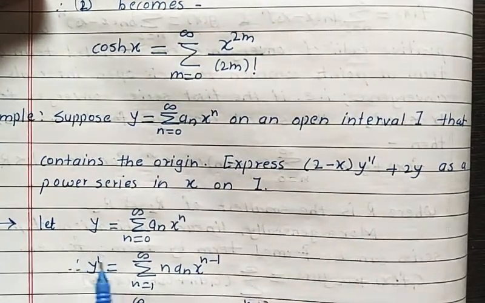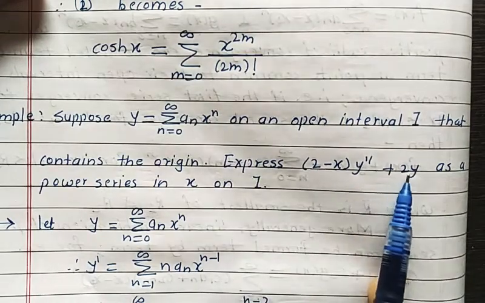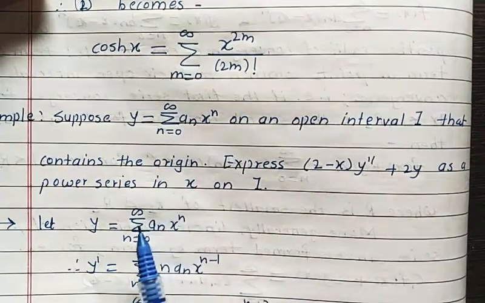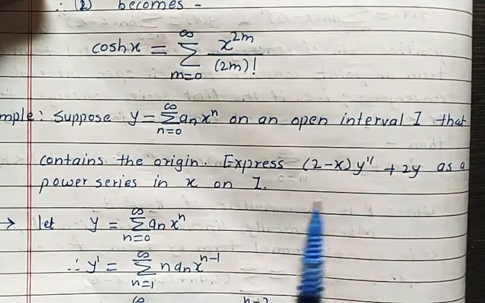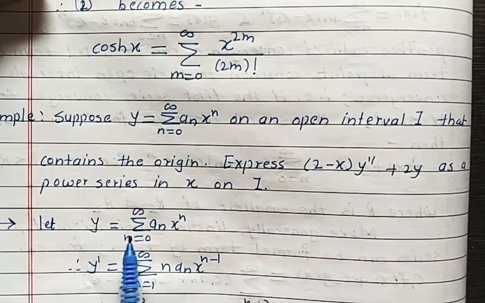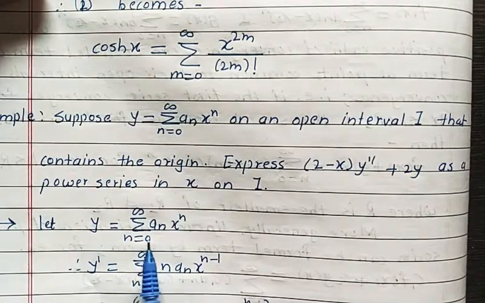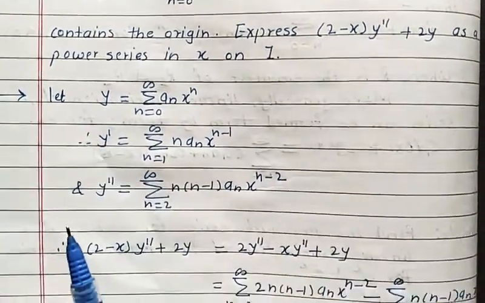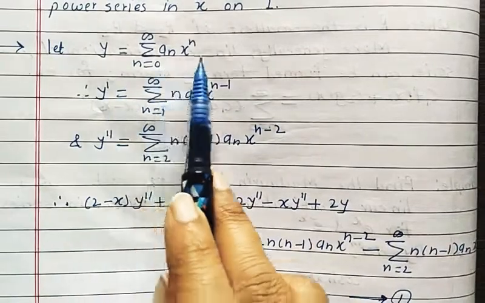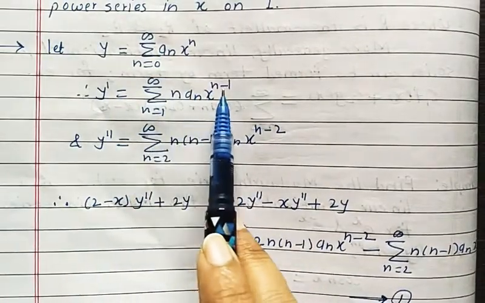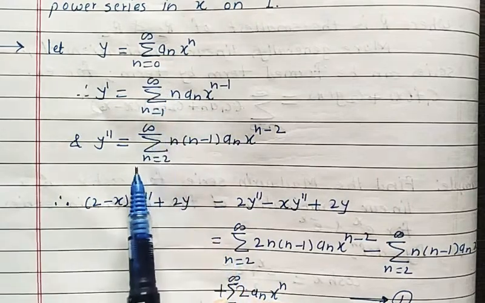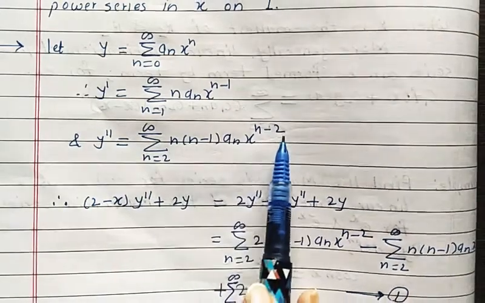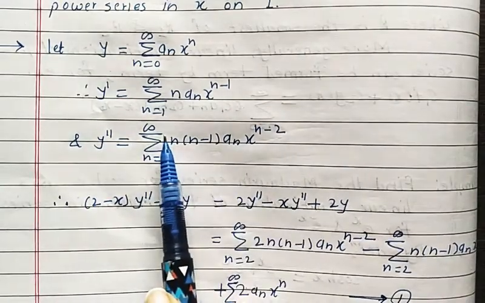So first of all, what is y? Now look here, in this equation what do we require? We have y already, we need y double dash. So from this y we calculate y double dash and substitute all values here. So first of all, let y is equal to, that is given as summation a n x raised to n, n varies from 0 to infinity. Therefore y dash will be its derivative, so n a n x raised to n minus 1, n varies from 1 to infinity. Again take its differentiation, that will be n into n minus 1, a n x raised to n minus 2, n varies from 2 to infinity.